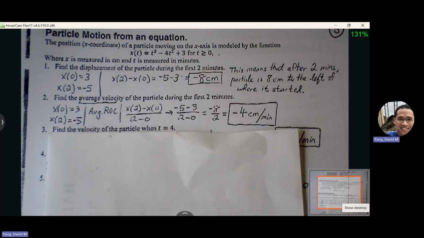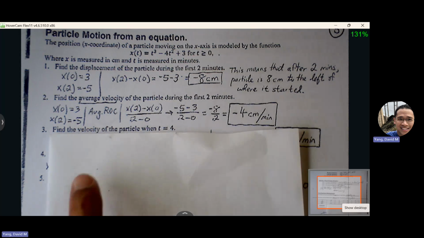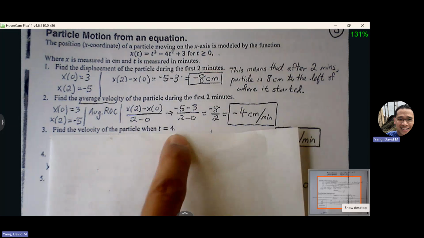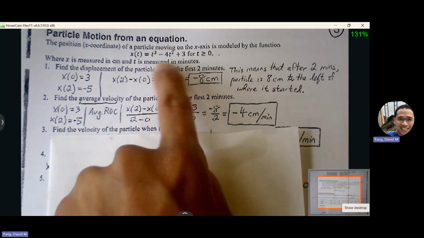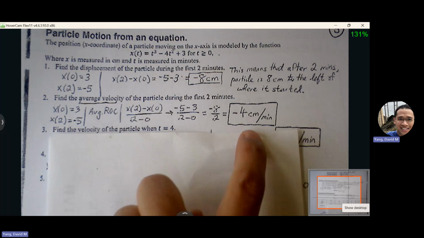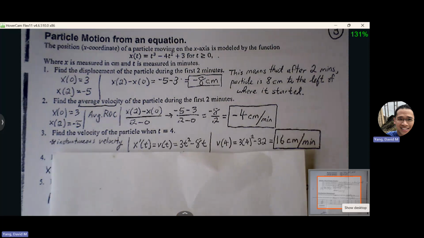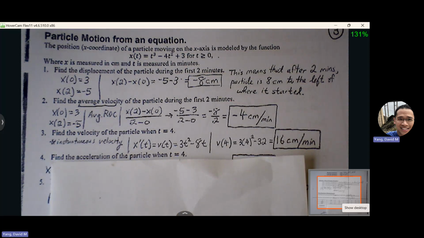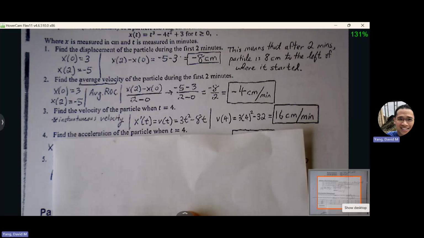Number 3, find the velocity of the particle when t equals 4. Now it's asking for the instantaneous velocity at a moment in time. Now we can use the velocity function. So velocity is the derivative of position. So find v of t, and just plug 4 in. Your units will still be centimeters per minute. But now it's asking for an exact value at a specific moment in time.